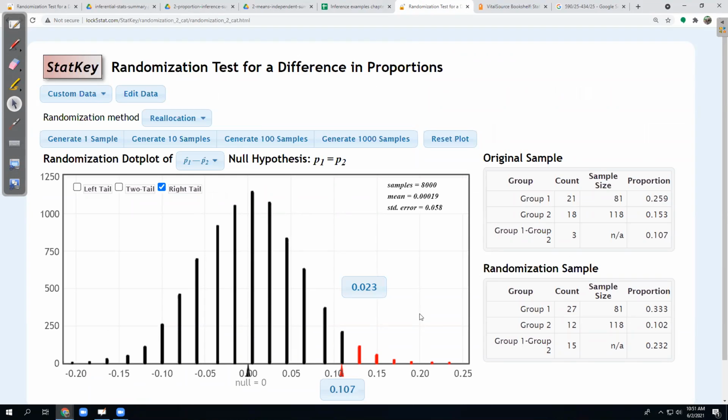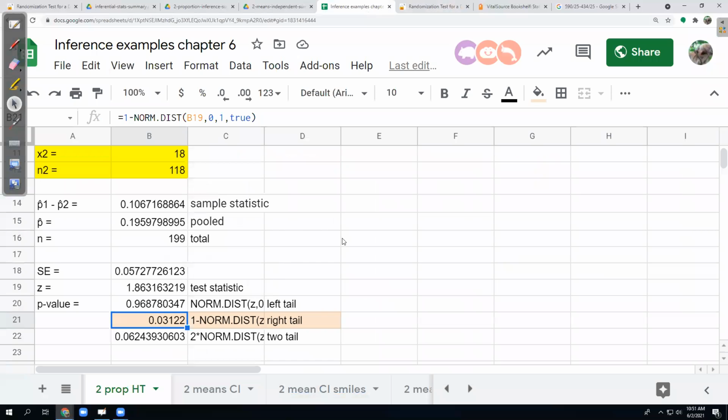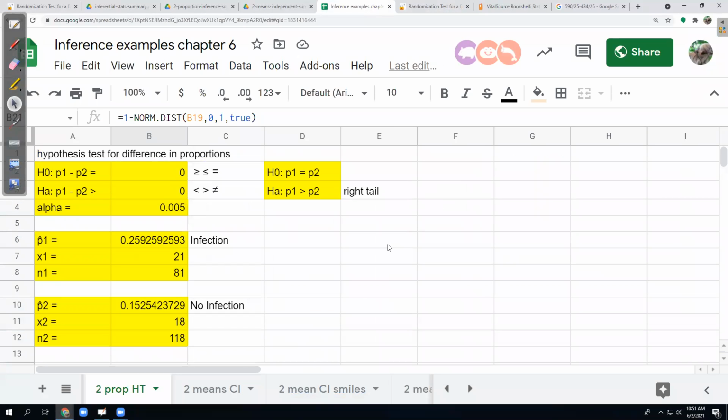The only place they wouldn't have the same conclusion is at like a 2% significance level, or let's see, something in between. 2.5, if we had a 2.5% significance level, this one would say reject the null, and this one would say fail to reject the null. But that's a weird case. All right, so they agree with each other. I have the same one for each. So that was a hypothesis test for a difference in proportions. Next.